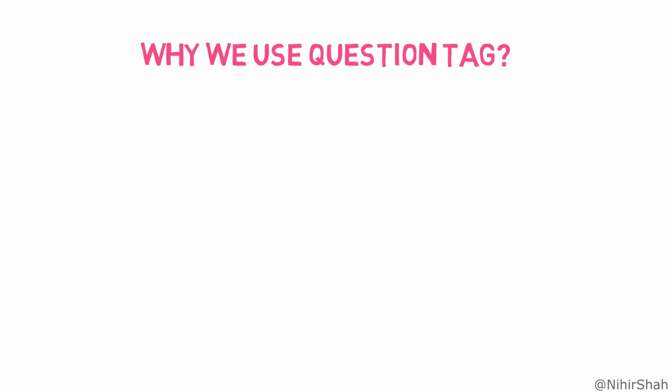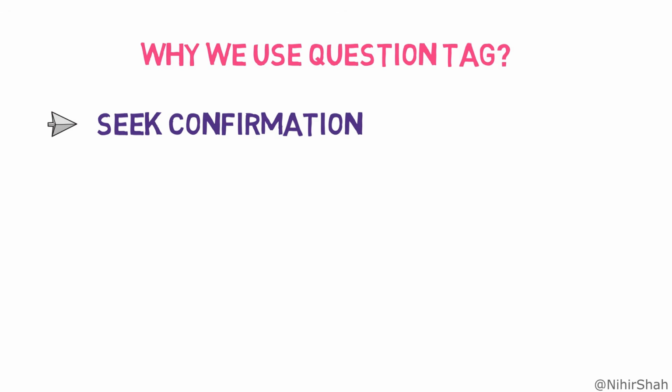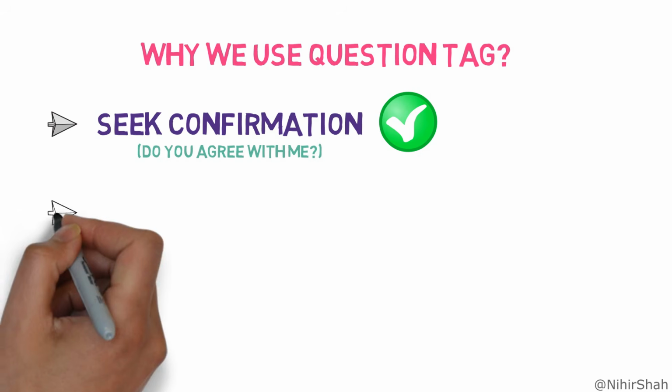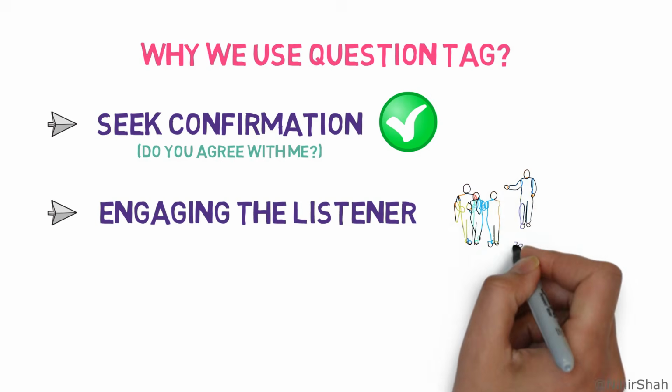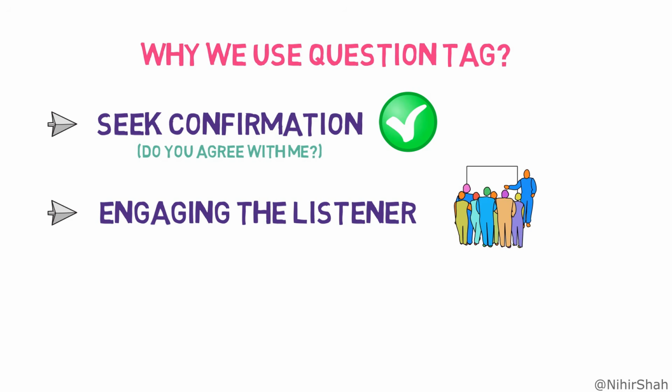Now, you might be wondering why we use question tag. They are very helpful during conversations. The main reasons to use them are: number 1, seek confirmation. Question tags help us confirm information or seek agreement from the person we are speaking to. It is like asking the listener, "Do you agree with me on this statement or not?" Number 2, engaging the listener. Question tags make conversation more interactive. By converting the statements into a question, we increase the possibility of good conversations with the other person.